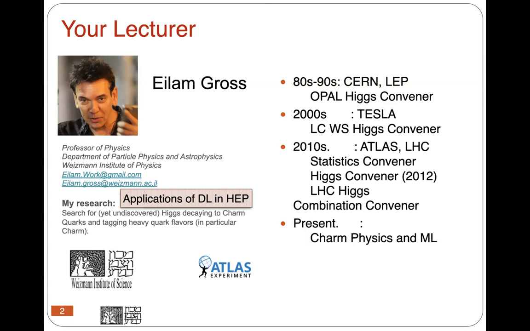In the 2010s, that was the peak in every high-energy physicist's career. We had the LHC, the Large Hadron Collider, which I hope you know what it's about. I was the statistics convener of ATLAS, and then I was the Higgs convener during the years 2011 to 2014. Those are the years of the Higgs discovery. And then I was the first LHC combination Higgs convener. At present, I do applications of deep learning in high energy physics. In analysis, I'm mainly involved with flavor tagging, mainly charm tagging, and the search for Higgs decaying to charm, which is not yet well established. So this is me, you see my picture here. And I think I can start my lecture now.